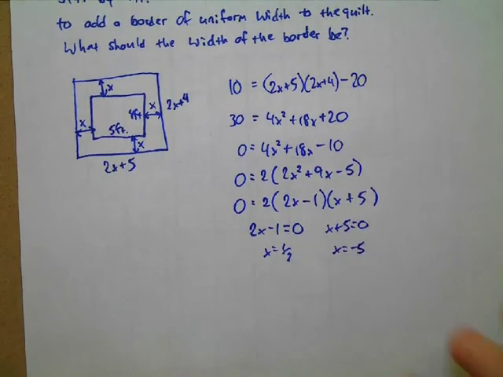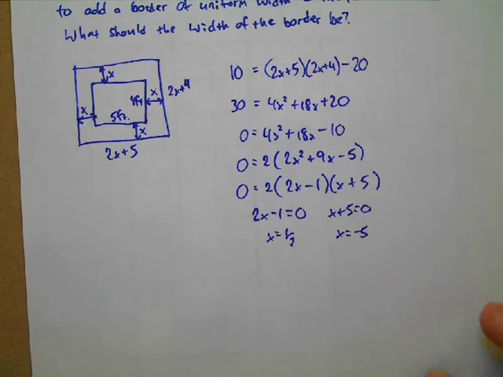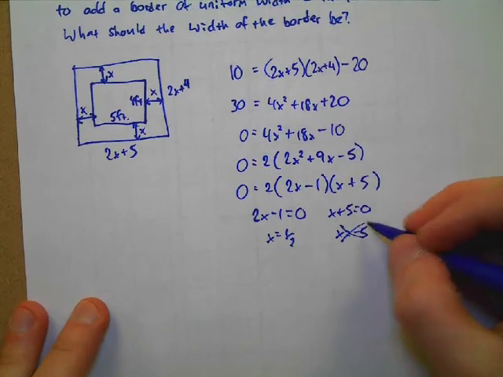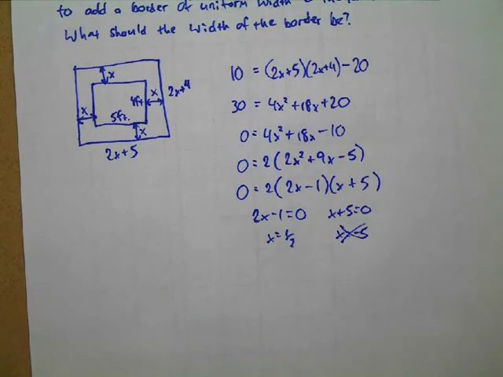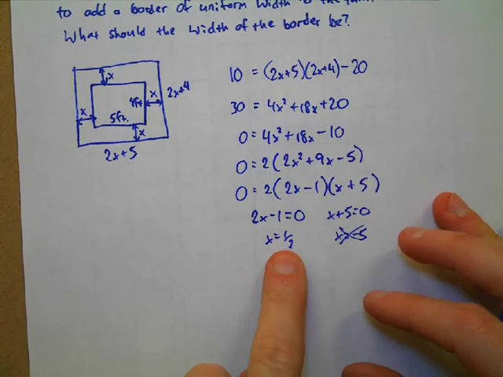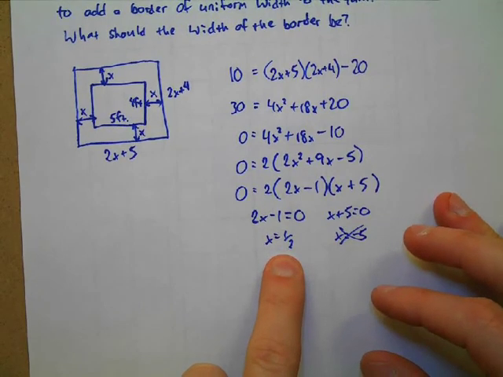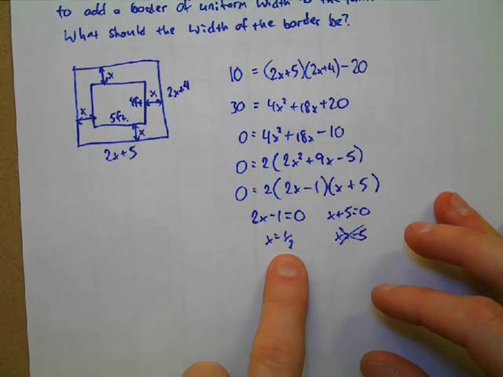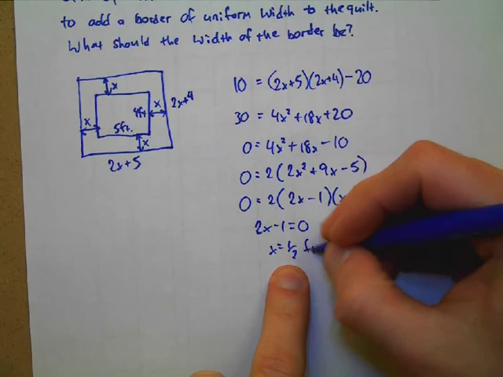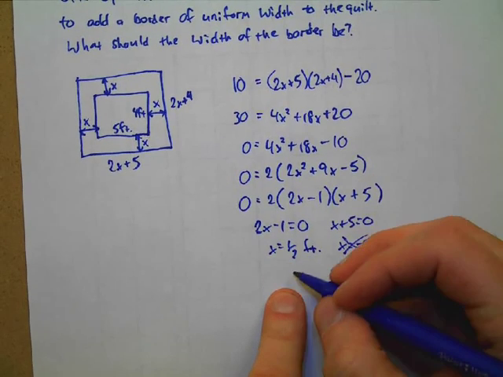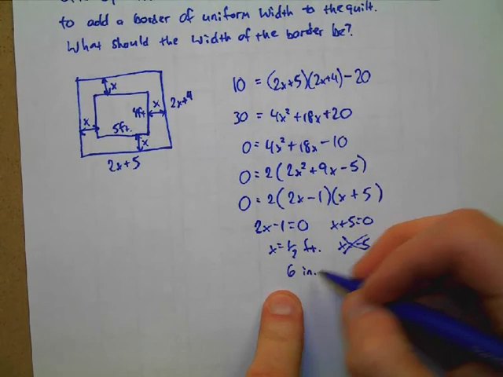Okay. Do both of these answers make sense in the context? No. Which one do I throw out? The negative 5, right? That doesn't make sense as a width of a border. Okay. This 1 half is 1 half what? What units? Yeah, feet. Which is, in other words, how many inches? Yeah, so you could also say 6 inches if you wanted to there.